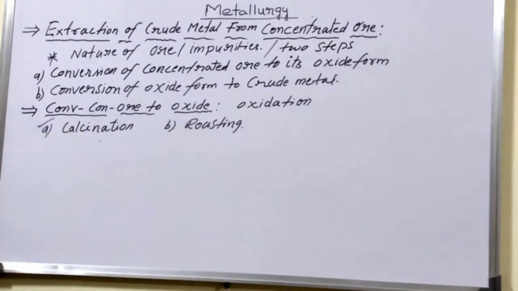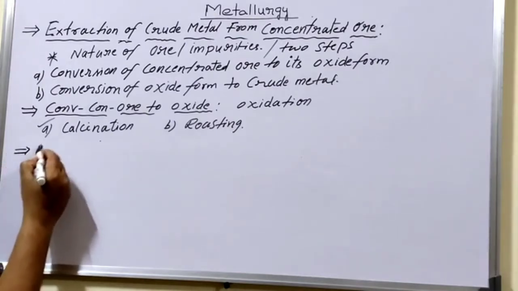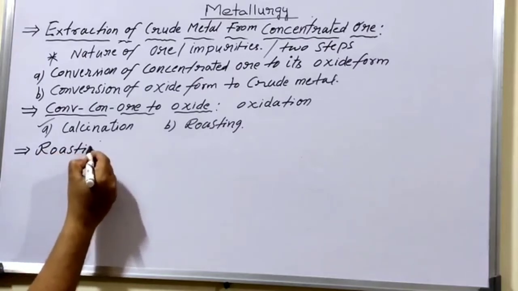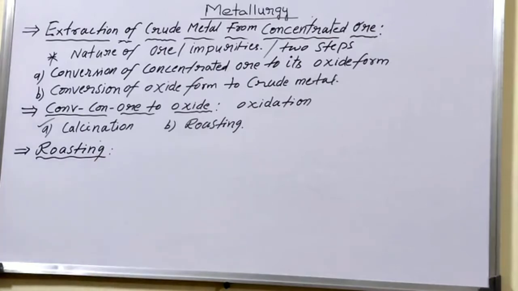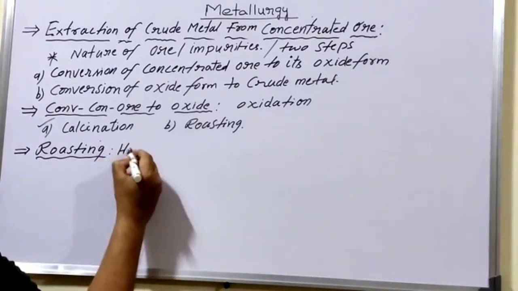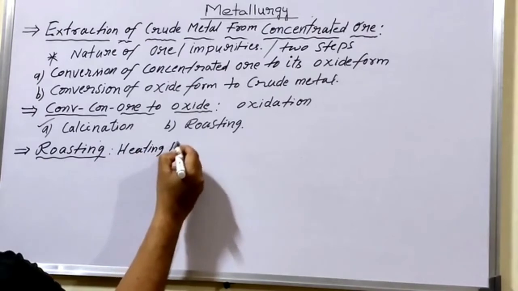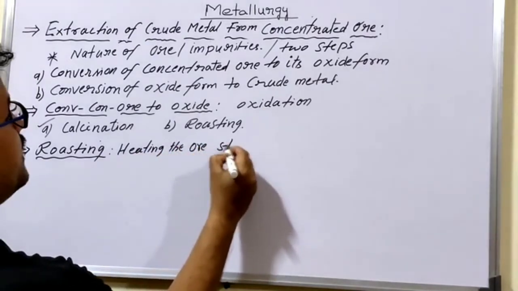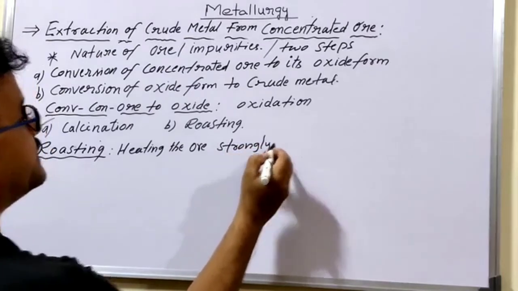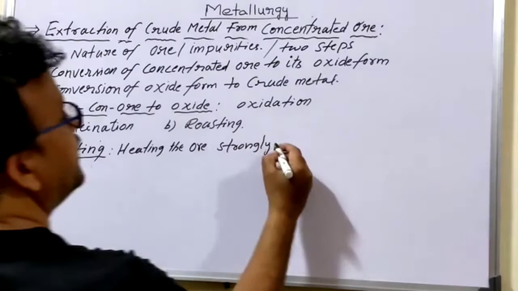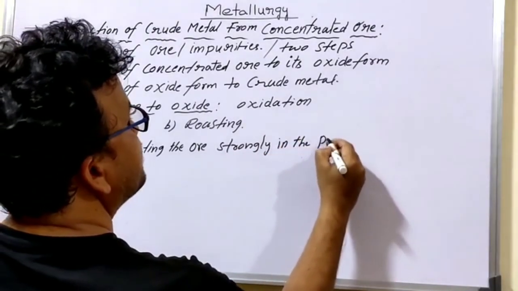Look here, we completed calcination. Calcination is nothing but heating the ore in the absence of air, removing impurities, and converting the concentrated ore into oxide form. Next, roasting. What is meant by roasting? Roasting is also a heating process like calcination, but there is a small difference. Heating the ore strongly in the presence of air.